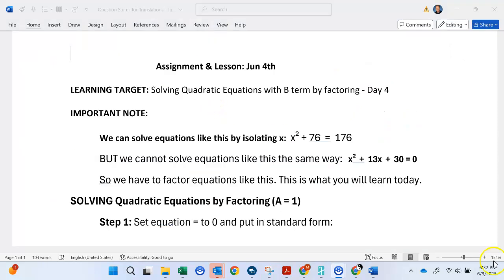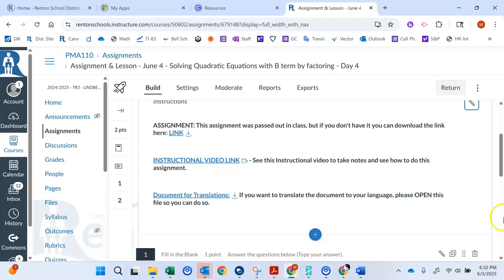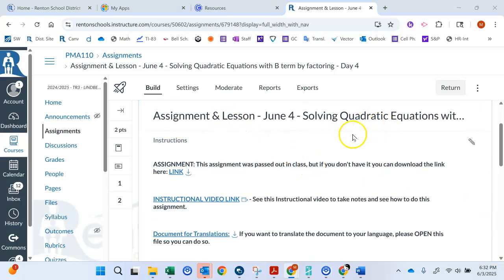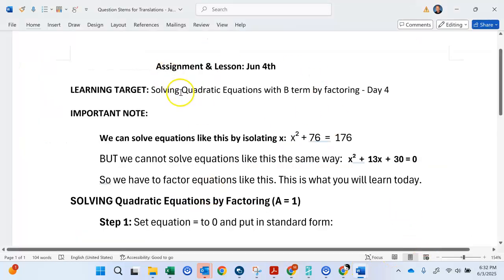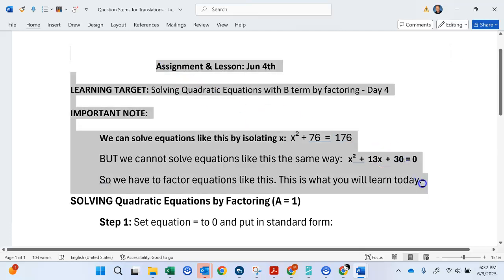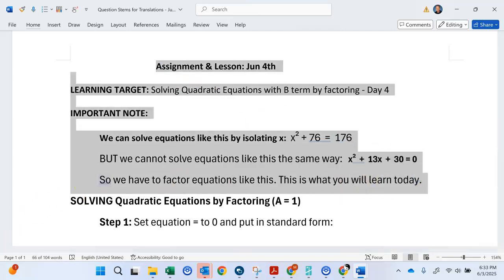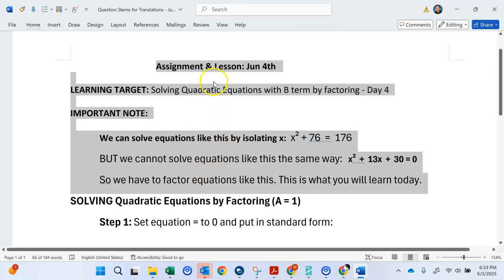Here, okay, what I want you to do is open up the assignment and download this form right here. Open this document, and it's very important that you do that and translate it into your language. Okay, so what you're going to get is this one. So please make sure right now to pause the video, read this part right here first and translate it.